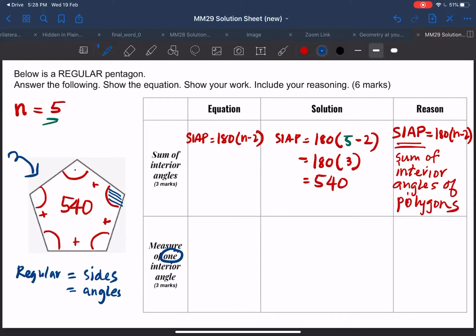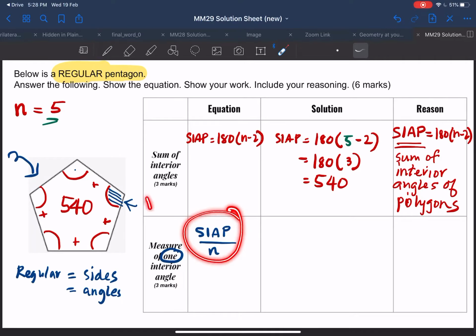So in order to get the measure of one of them, all I need to do is take the sum of interior angles of the polygon and divide it by the number of sides. Now take note, this is only for regular pentagons. You cannot use this formula for irregular pentagons, because in irregular polygons the angles are not equal, so you cannot divide by the number of sides. This is only for regular polygons.